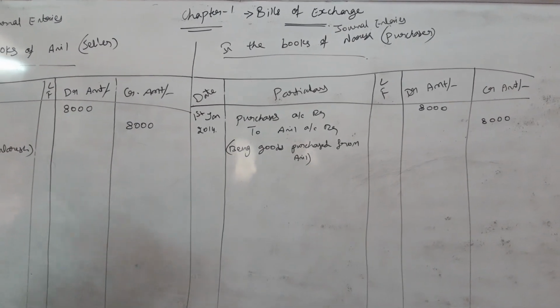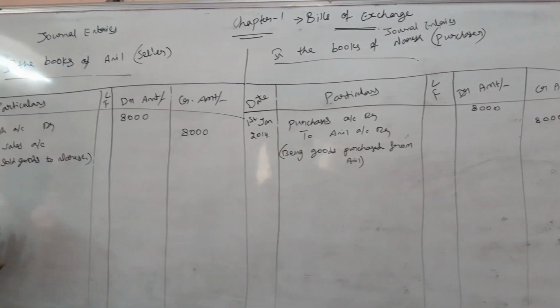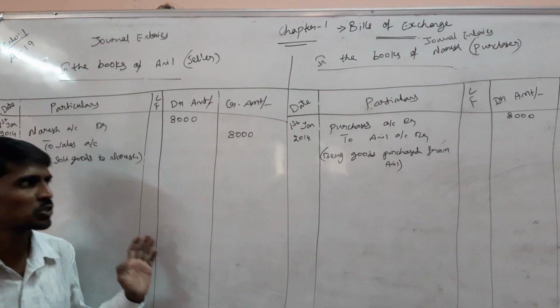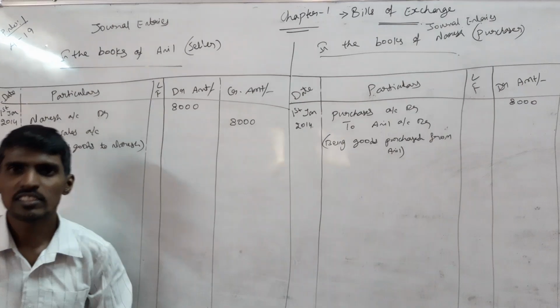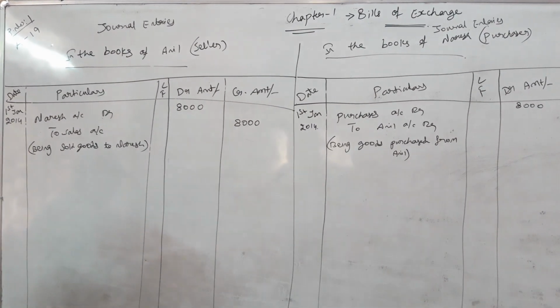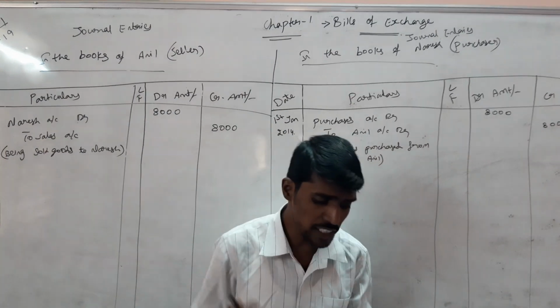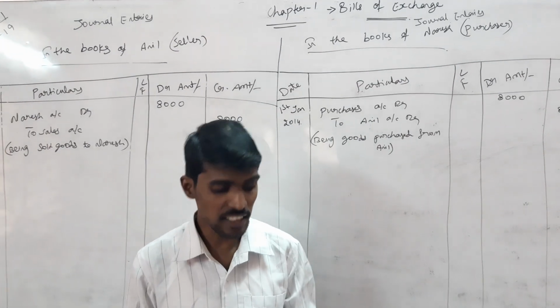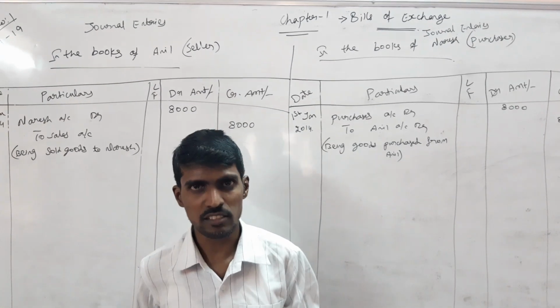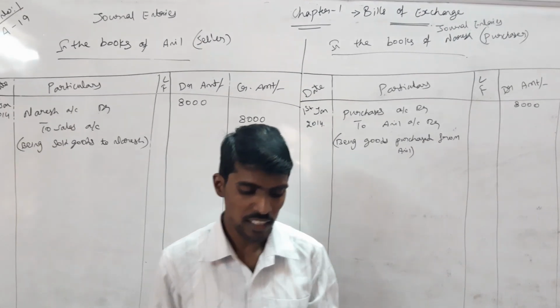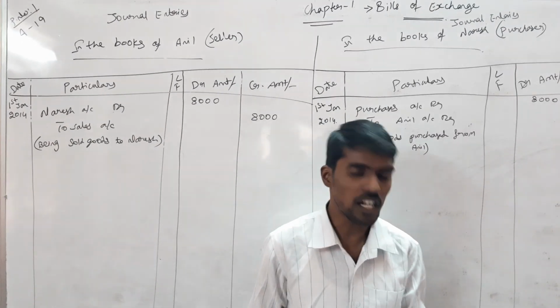So this is the transaction we have written for the purchases and the sales in the books of Anil as well as in the books of Naresh. So next transaction, what is it? Naresh paid 20% cash immediately after deducting cash discount 2%. For the balance, Anil drew a bill payable after 3 months.